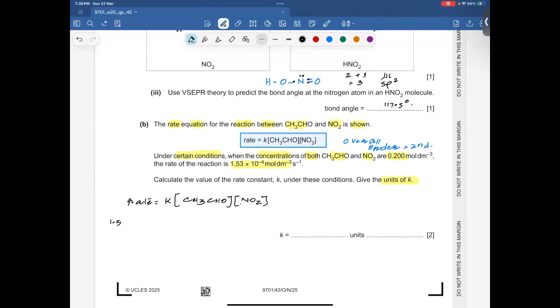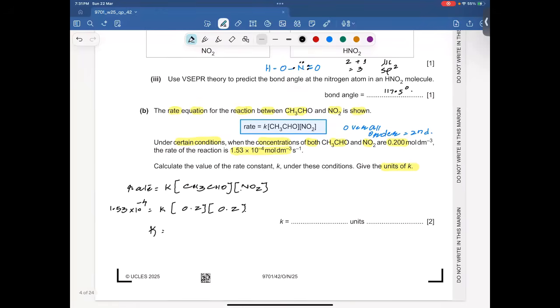The value of rate is 1.53 into 10 to the power minus 4 equals K. Concentration of ethanol is 0.2 mole per dm3. Concentration of NO2 is also 0.2 mole per dm3. So the value of K is going to be 3.825 into 10 to the power minus 3. Okay, let me get the units also.